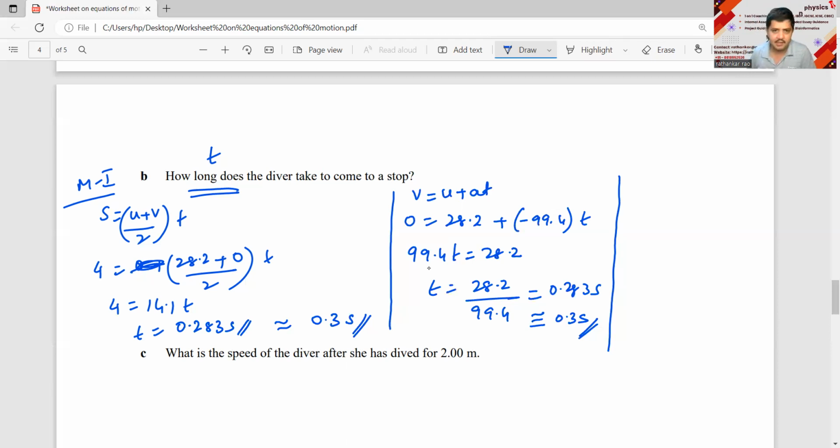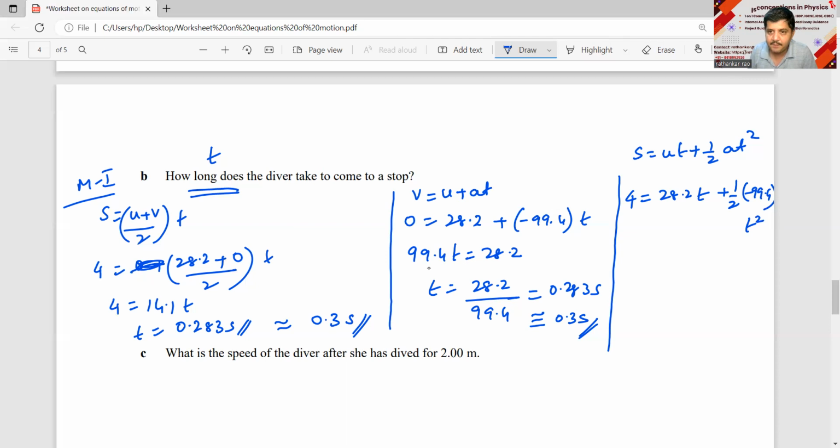Where do we get T here? We have used the equations with S and V, and we also have S equal to UT plus half AT square. We can use that method also. S equal to UT plus half AT square. Now, what is S? First write it down: 4 meters. U is 28.2. I do not know the value of T, I need to find this value, plus half into A. What is A? We substituted it here, right? Minus 99.4, multiplied by t square.